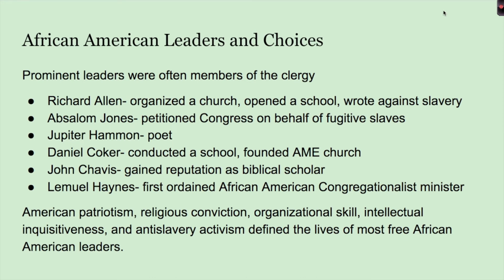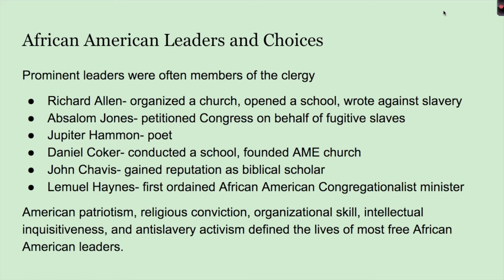who is also going to conduct a school, and he's going to found the AME Church, which is the African Methodist Episcopal Church. And he's going to advocate for African American migration to Africa.